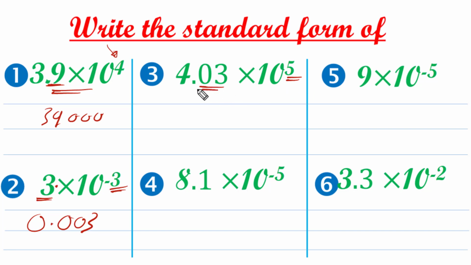Next, guys, the power is positive. So move to the right 5 decimal places. We have 2 decimal places. So you have to insert 3 zeros. We get 403 triple zeros.